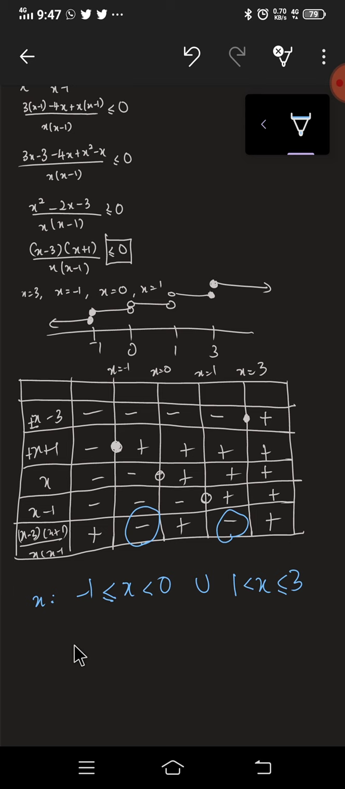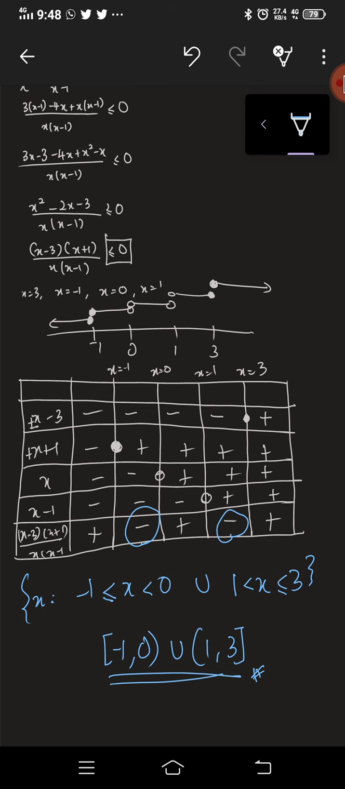To write down the solution set in interval notation: from negative 1 inclusive to 0 exclusive, union with from 1 exclusive to 3 inclusive. So this is the answer for question number 2b.